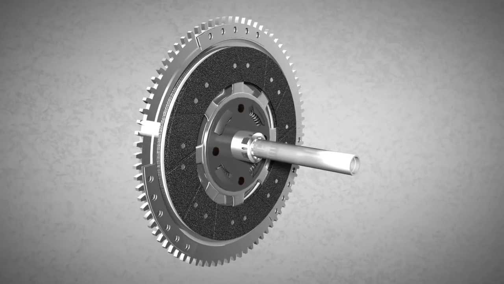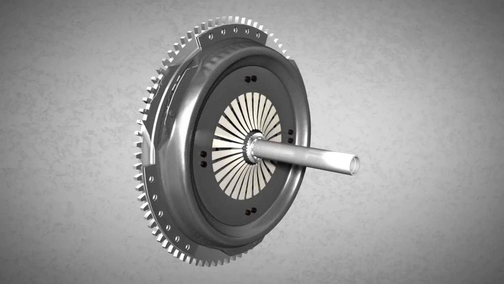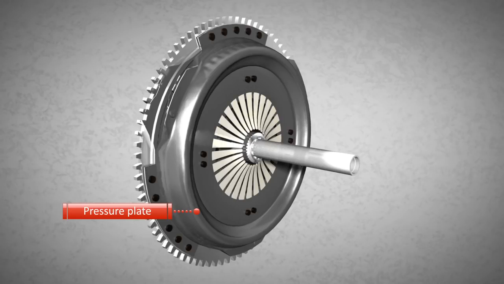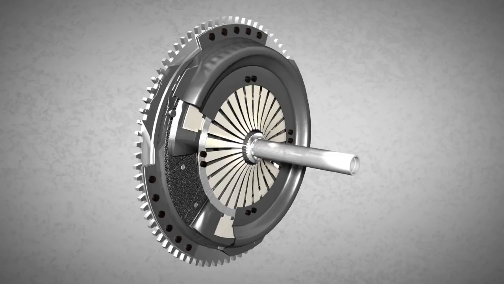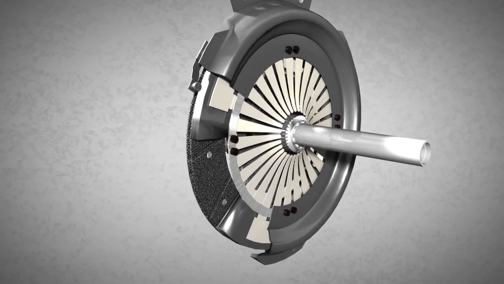The pressure plate is needed for engaging and disengaging the clutch disc. The pressure plate is riveted to the flywheel. As a result, the pressure plate rotates when the flywheel rotates. Let's take a closer look in order to see what happens in this important component.